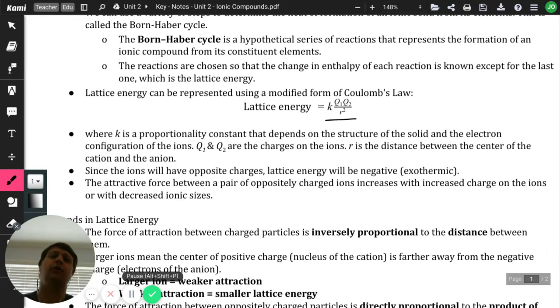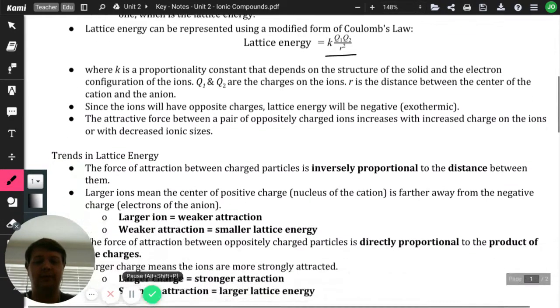It is like what we were talking about when we were talking about Coulomb's law. If we increase our charge, we're also going to be increasing that energy. If we increase our distance, we're going to be decreasing that energy. And since we're increasing the distance and decreasing the energy, we can start to actually compare different substances and determine which substance is going to have a larger lattice energy. All right.